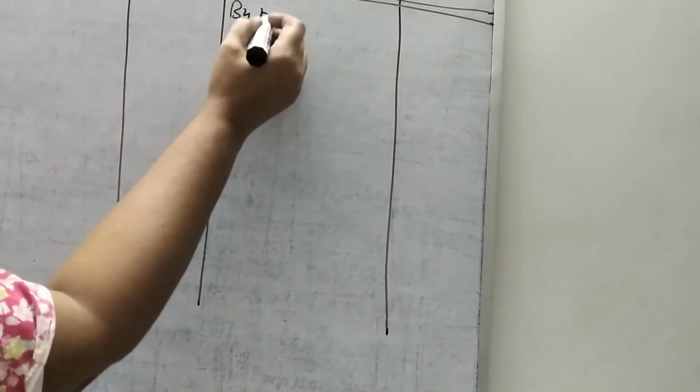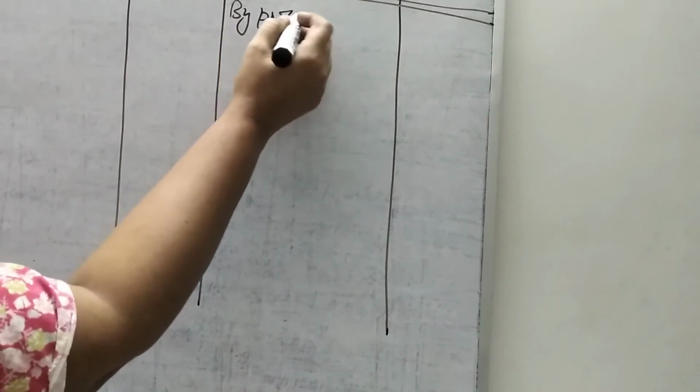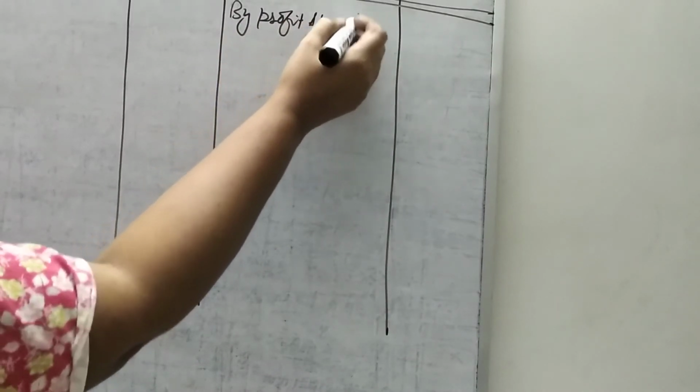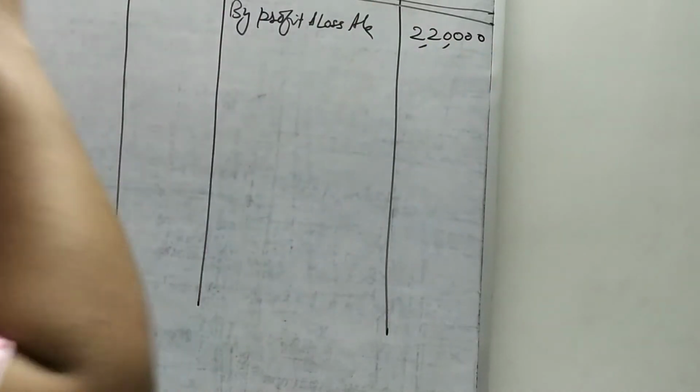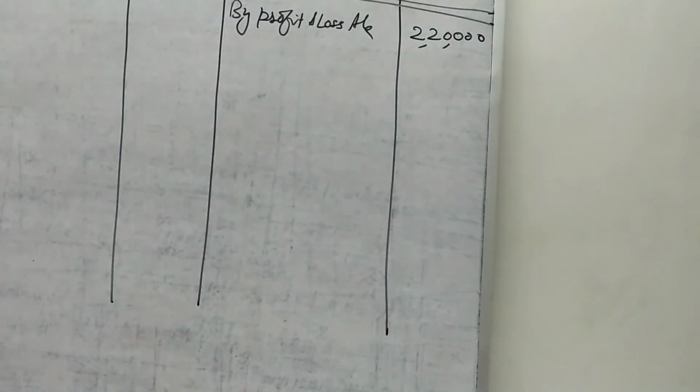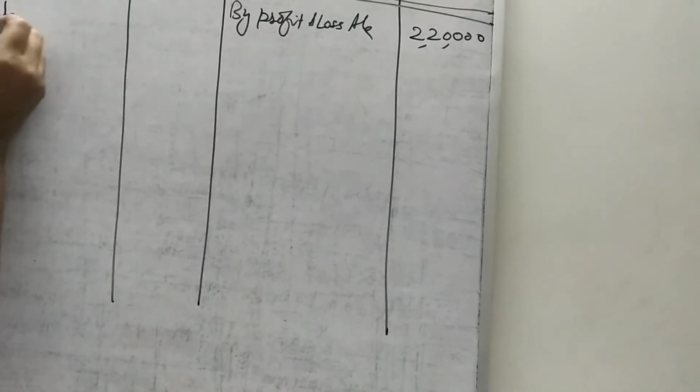First, the profit and loss balance: how much? By profit and loss account. It is given in the question. How much is the profit and loss account balance? That is 2,20,000. Okay. Then the next one is interest on capital. What is the journal entry? Profit and loss appropriation account debit to interest on capital.